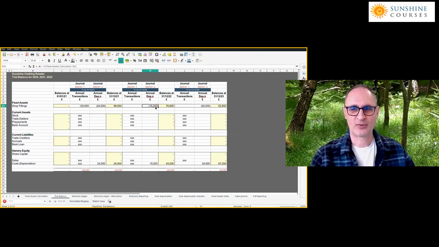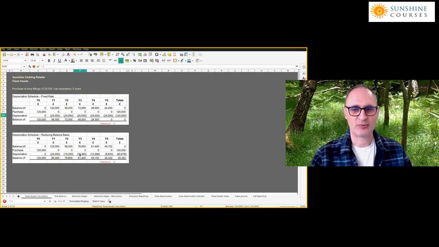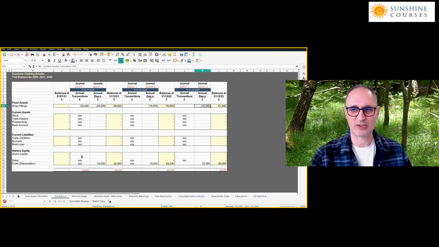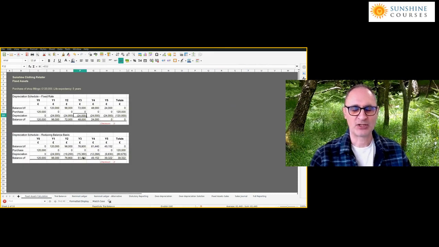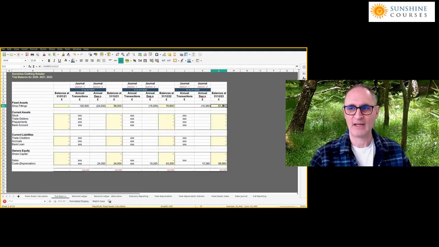We credit fixed assets £19,200, debit depreciation £19,200. And again, in the third year, I'm going to do the same thing. I'm going to pick up the depreciation in the third year, which is £15,360, credit fixed assets, debit profit and loss account. And in this way, we've reduced the cost of shop fittings that we're carrying forward to future years to £61,440. Going back to the calculation, the chart shows we've still got a balance carried forward of £61,440. So our accounts are correct.